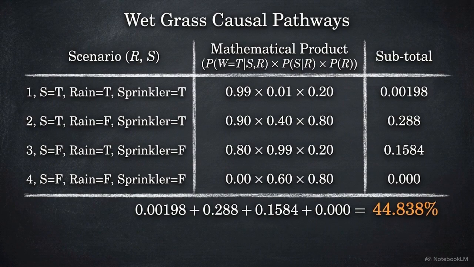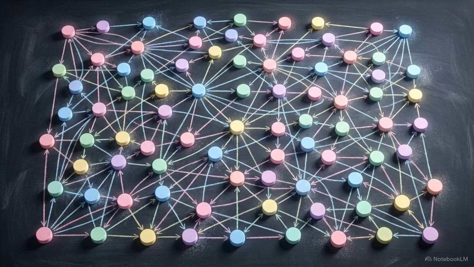First, we map the scenarios where the sprinkler is running. We calculate the probability of the sprinkler being on while it's raining and the sprinkler being on while it's dry, multiplying each result by the likelihood of wet grass from our data table. Then we map the scenarios where the sprinkler is off. We calculate the odds of it remaining off during rain and off during dry weather, again multiplying those numbers by the probability of the grass getting wet in those specific conditions. With all four independent pathways calculated, we simply sum the results. The final marginal probability of waking up to wet grass is exactly 44.838%. By tracking every single possible combination of events, the AI ensures its final probability is mathematically exhaustive, completely eliminating blind spots.